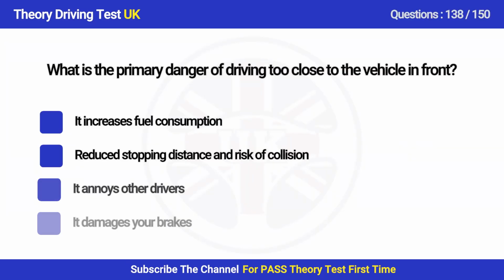Question 138. What is the primary danger of driving too close to the vehicle in front? A. It increases fuel consumption, B. Stopping distance and risk of collision, C. It annoys other drivers, D. It damages your brakes.